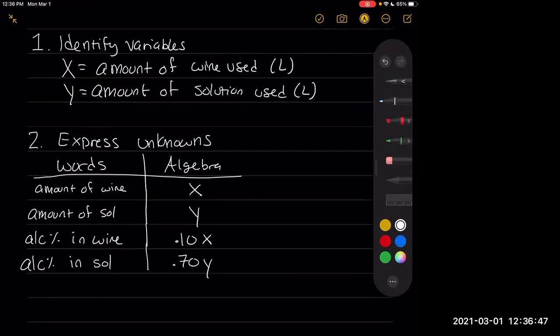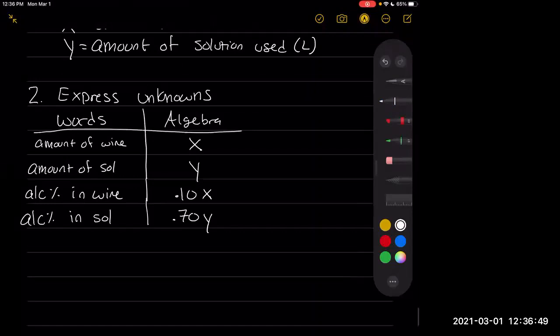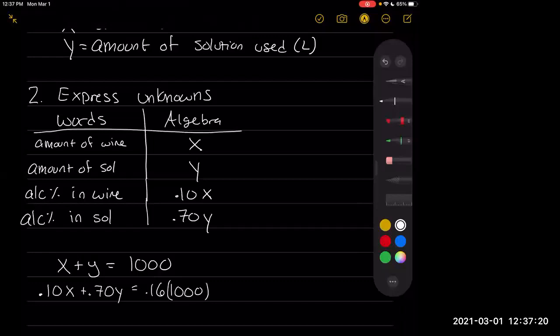So now we need to set up our equation. We know that by adding our wine and our solution, we end up with 1,000 liters of wine because we can fill 1,000 1-liter bottles. Similarly, if 10% of the wine is alcoholic and 70% of the solution is alcoholic, we need to end up with 16% of the total amount, which is 1,000, to also be alcoholic.